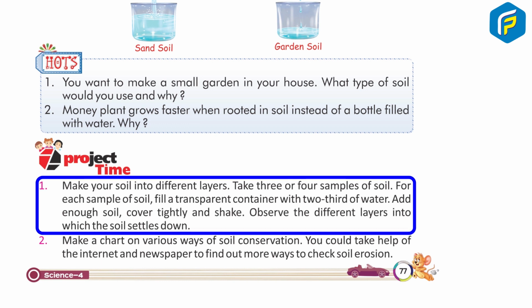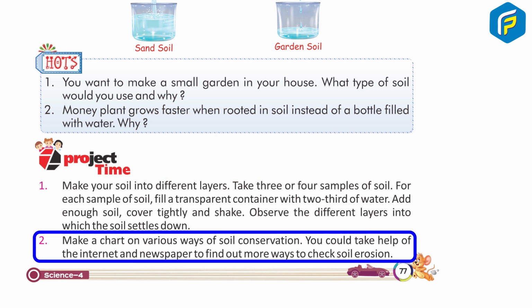Take 3 or 4 samples of soil. For each sample of soil, fill a transparent container with 2/3 of water. Add enough soil, cover tightly and shake. Observe the different layers into which the soil settles down. 2. Make a chart on various ways of soil conservation. You could take help of the internet and newspaper to find out more ways to check soil erosion.